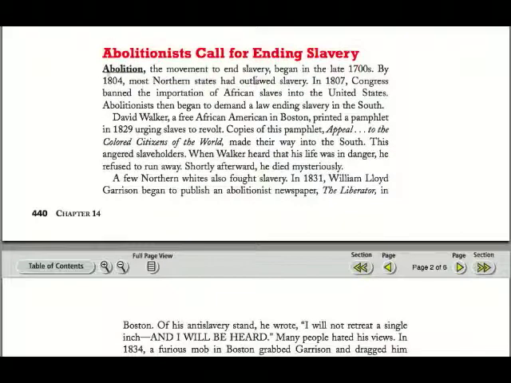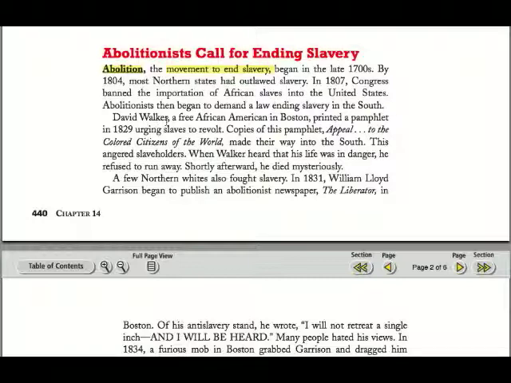Abolitionists call for ending slavery. Abolition, the movement to end slavery, began in the late 1700s. By 1804, most northern states had outlawed slavery. In 1807, Congress banned the importation of African slaves into the United States. Abolition then began to demand a law ending slavery in the South.